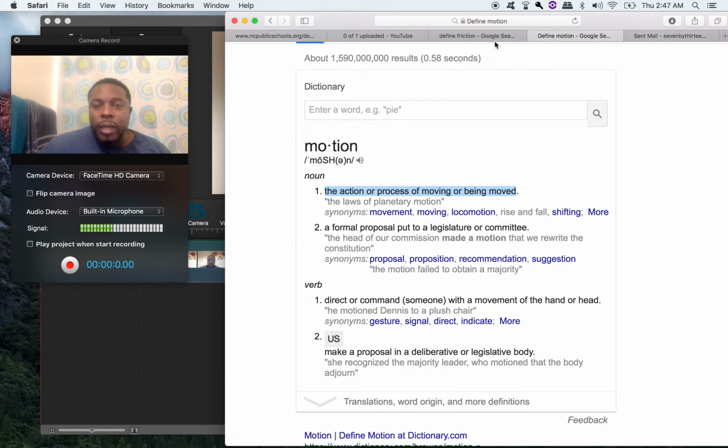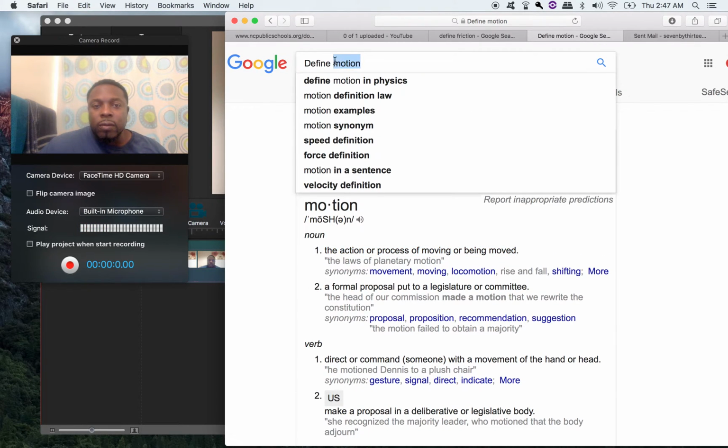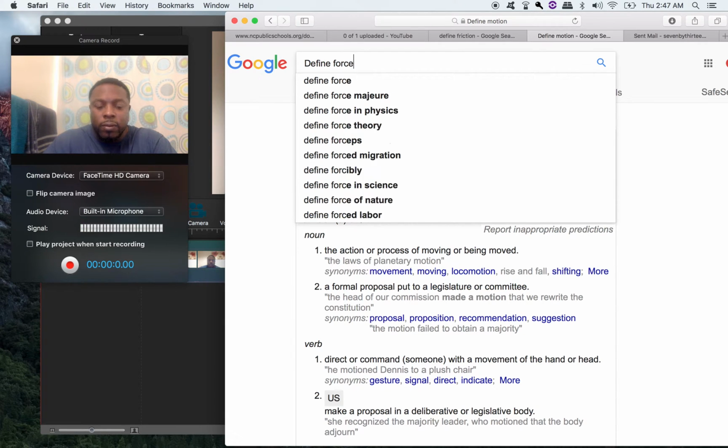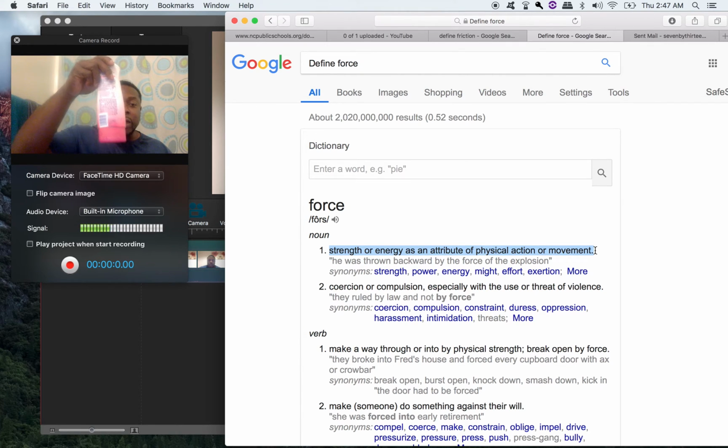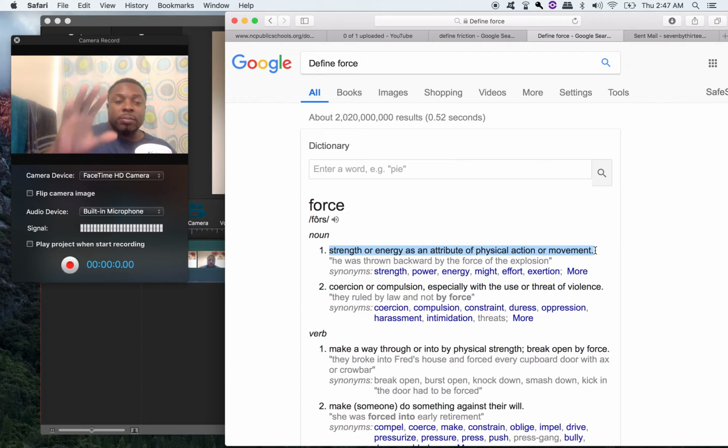And then we have the definition, let's define force, okay? So the definition of force is the strength or energy as an attribute of physical action or motion. Okay, so you see me grab this bottle. Well, without force, that bottle can't move. See, something has to make it move because it has no force of its own. So my hand becomes the force needed to make it move.